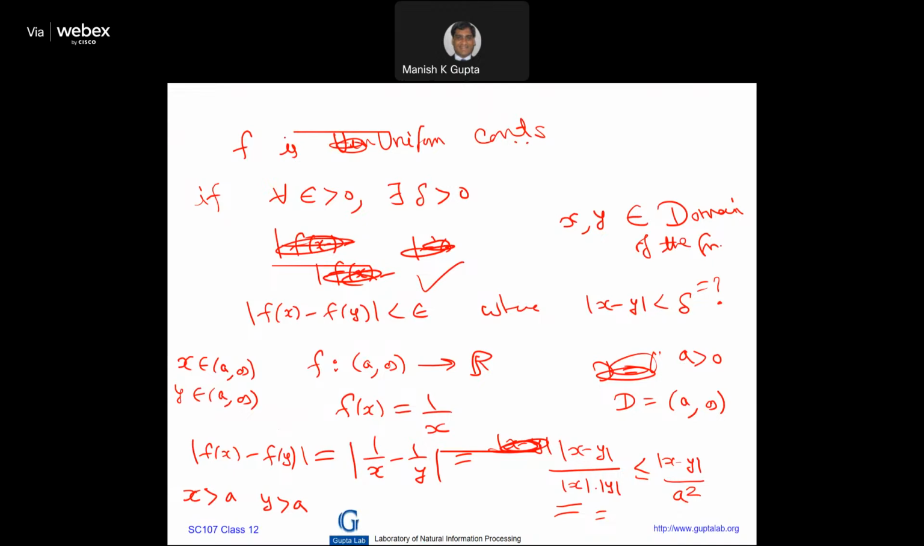Yes. So now you see, I have estimated this. Now I have to show that this is a function of epsilon. I need to find a relationship. What is the relationship between x, y, and delta? If this is less than delta, what should I choose here? Delta. So I can choose delta to be, if I choose delta equal to epsilon into a square, will it work?